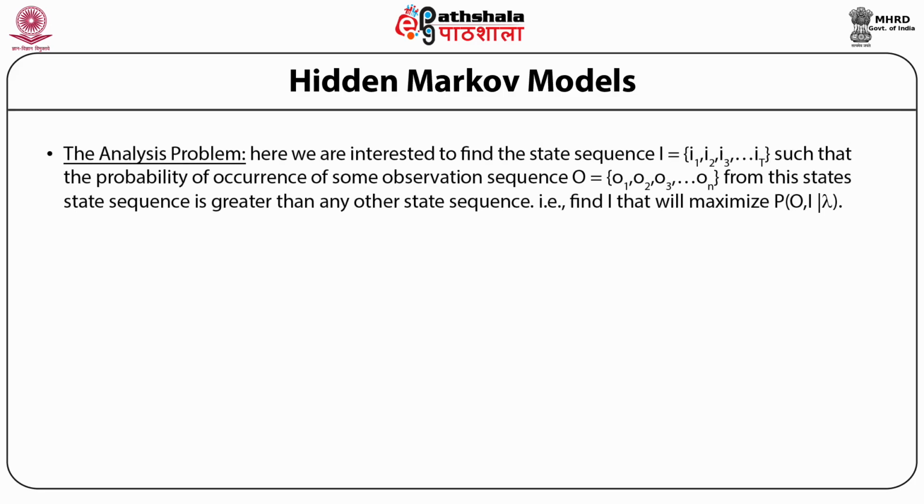Now if you look at the analysis problem, here my question is slightly different. I have a Markov model which has a certain state sequence within it, I equal to I1, I2, I3, and so forth. Now, if I have an observed sequence, O equal to O1, O2, O3, and so forth, the question is, how well does the state sequence I predict the observed sequence O? Which means that I am asking the question, what is the joint probability of having the observed sequence O and the state sequence I given my Markov model?